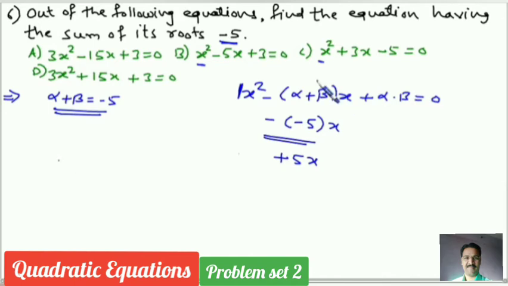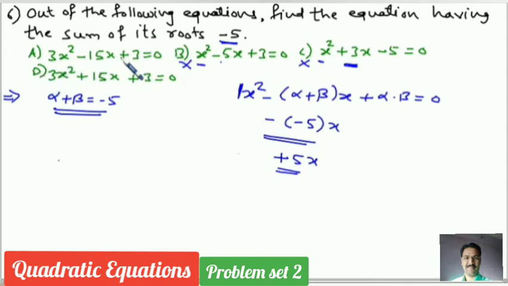Here plus 5 we need, here this is minus 5, so option B is not correct. Now here plus 5 we need, here plus 3 is there, so the third option C is also not there. Now out of A and D, we'll choose this one. Okay, now I'll take this 3, divide both sides by 3.